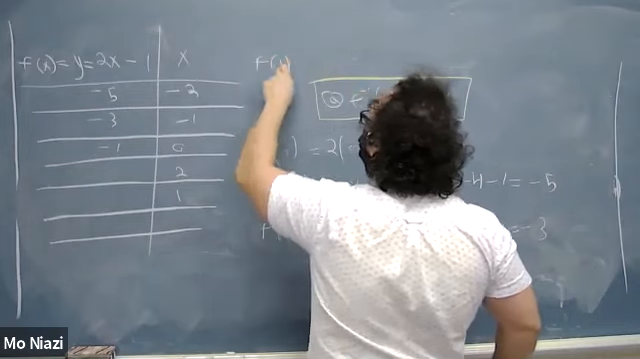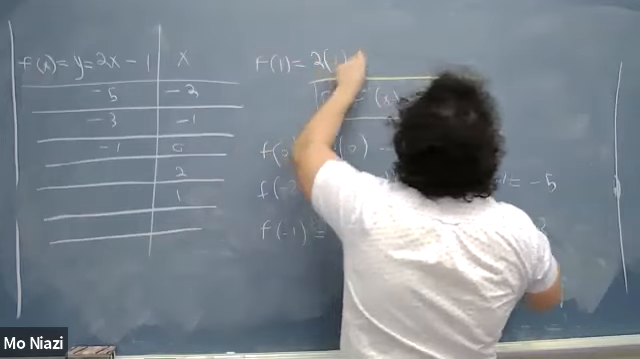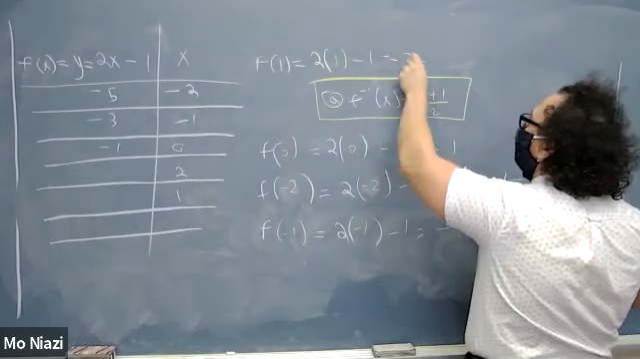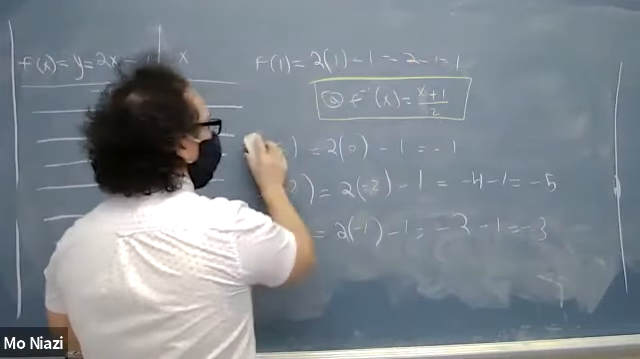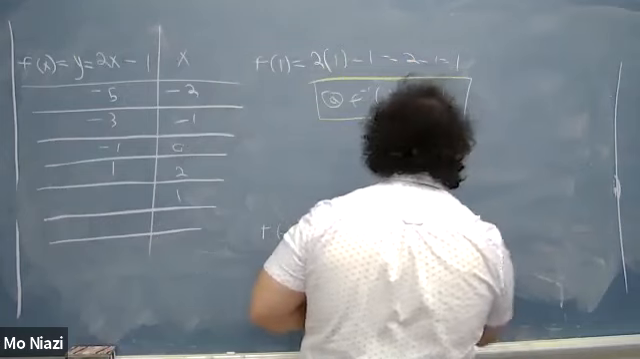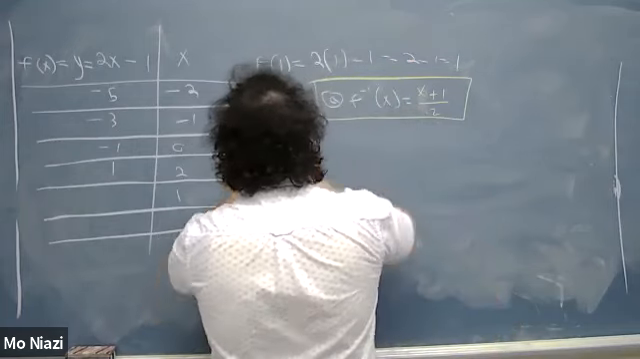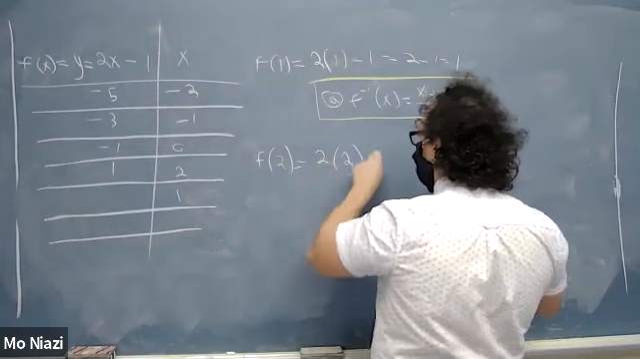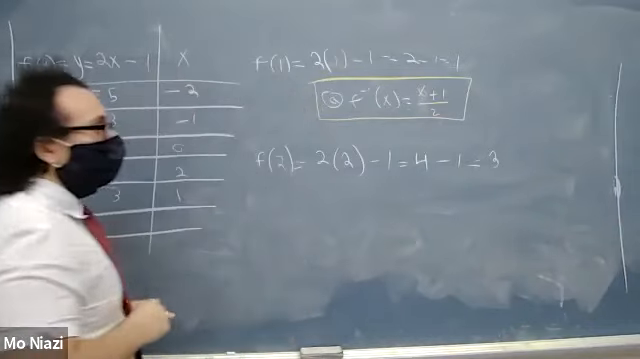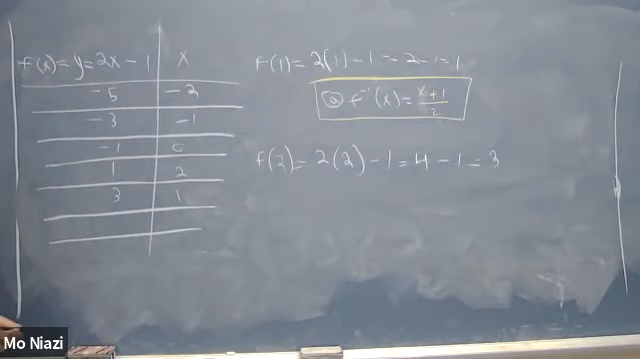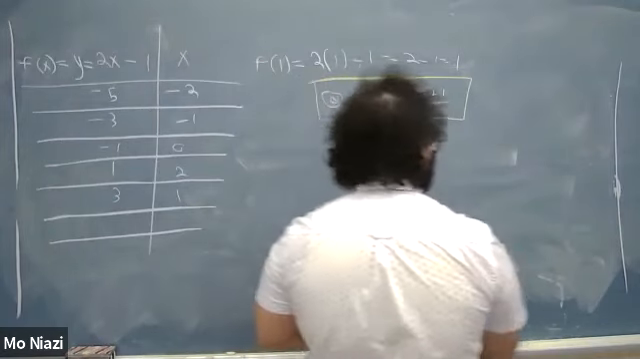What is f of 1? Well, that's just 2 times 1 minus 1, which is 2 minus 1, which is 1. We put it in our table. What is f of 2? That's 2 times 2 minus 1. That's 4 minus 1. It's 3. Put a 3. All right. We've tabulated several results. For several inputs, we found various outputs. So let's see what the graph looks like.